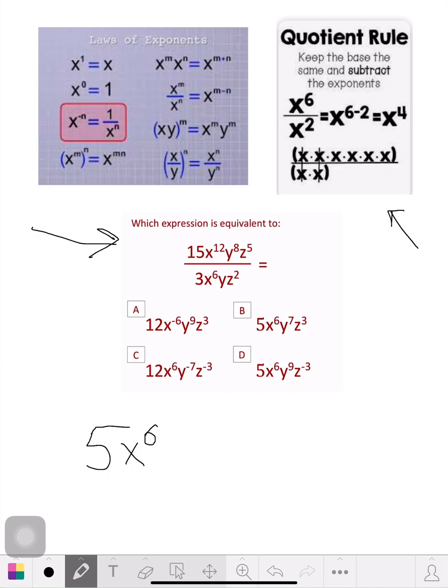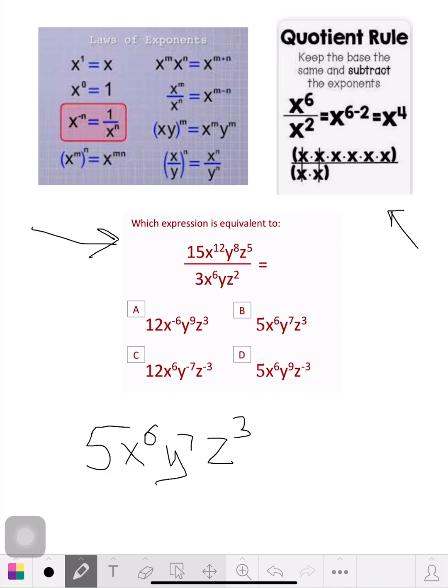Now let's do the y. You have y to the 8th divided by y to the 1st, and if you follow the rule for the quotient, 8 minus 1 is y to the 7th. Now the z. You have z to the 5th divided by z to the 2nd. It's going to be 5 minus 2, which is z to the 3rd. So that's what I got.